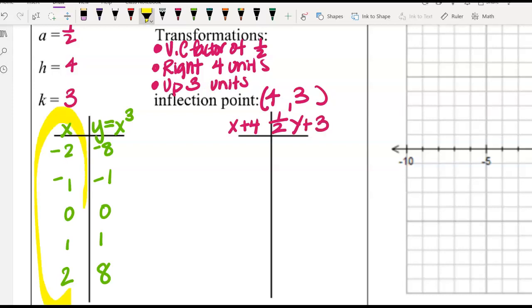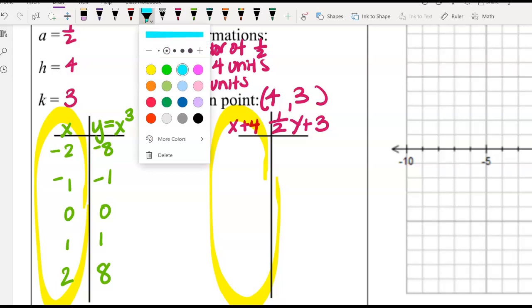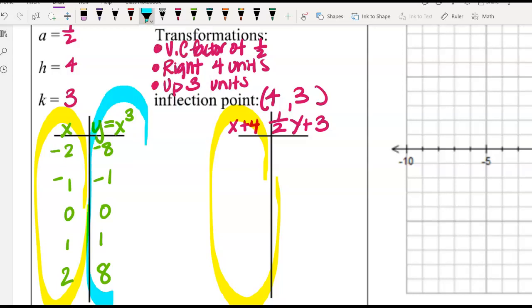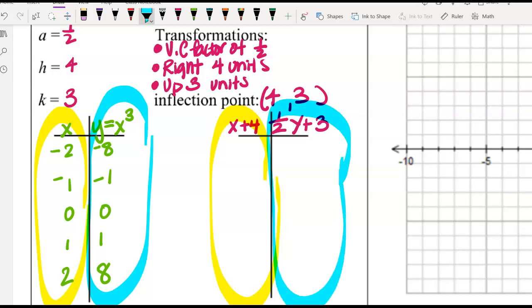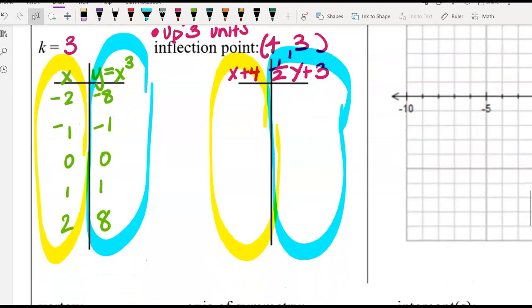So take your input, I want you to add 4. And then once that's done, I want you to take your time and take all of your outputs. Those will get multiplied by half and add 3. So for the outputs, again, remember you want to multiply by half plus 3. Now let's do the inputs first because that's a little bit easier. Negative 2 plus 4 is going to be positive 2. Negative 1 plus 4 is positive 3, 4, 5, and 6.